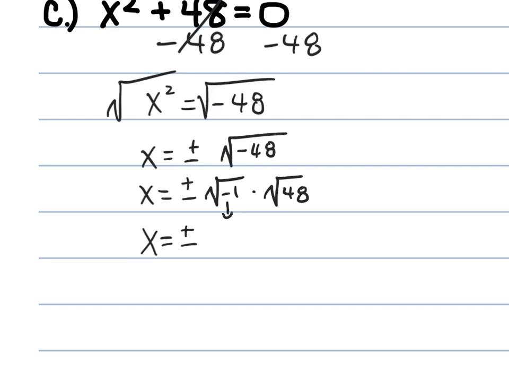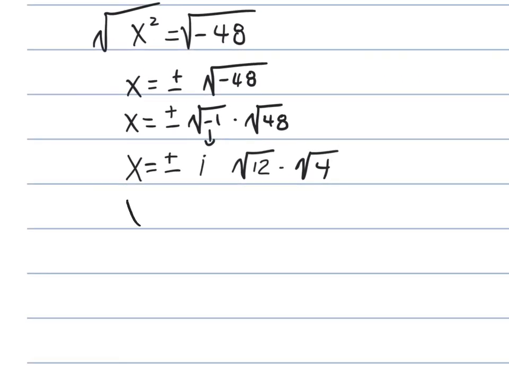12 and 4 is possible. Let's see, this becomes i. So let's break this down into, let's try that, 12 and 4. Do I know the square root of one of those two? Okay. So x is equal to plus or minus i times the square root of 12, and the square root of 4 is 2. But there's still something there. I'm hesitating a little bit, because the 12 can become what? 4 and 3. 4 times 3.